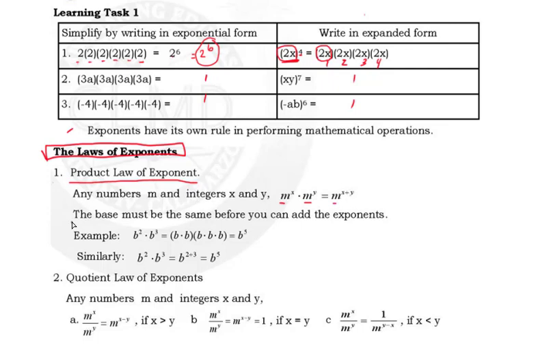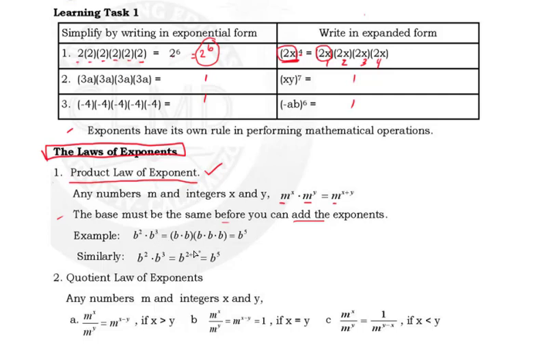So, the base must be the same before you can add the exponent. This is only applicable in the problem wherein the bases are the same. So, pag magkatulad po ang base nila, i-apply po natin itong product law, siyempre, pag tayo po ay nagmo-multiply. So, example is b square times b cube.